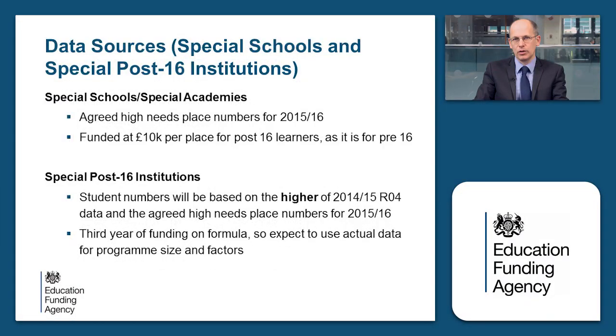Next, special schools and special post-16 institutions. For special schools, we will calculate your allocations as we did in 2014-15, based on the number of places agreed with local authorities at £10,000 per place. This mirrors the approach adopted pre-16. For special post-16 institutions, the lagged student number will be the higher of the number of places agreed with local authorities and the number of students recorded in the ILR R04 return.